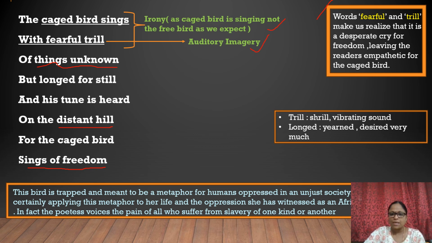So the bird is trapped, and we know it is meant to be a metaphor for human beings oppressed in an unjust society. Certainly applying this metaphor to the poetess's life and the oppression she has witnessed as an African American. In fact, the poetess voices the pain of all who suffer from slavery of one kind or another.